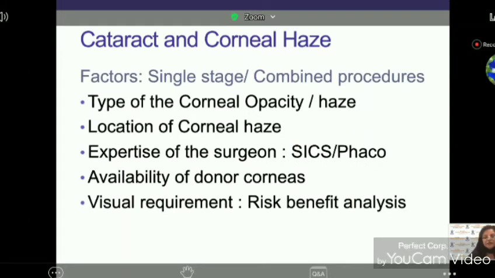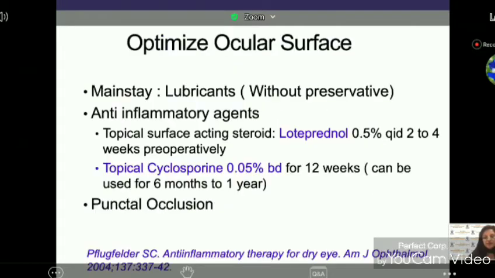The factors which determine whether you will do a single stage procedure or combined procedure are the type of corneal opacity or haze, location of haze, expertise of the surgeon, availability of donor corneas, and visual requirement in terms of risk-benefit analysis. It is important to optimize the ocular surface with lubricants, and sometimes when there is inflammation, even with anti-inflammatory agents, which could be topical cyclosporin or loteprednol, prior to the surgery.